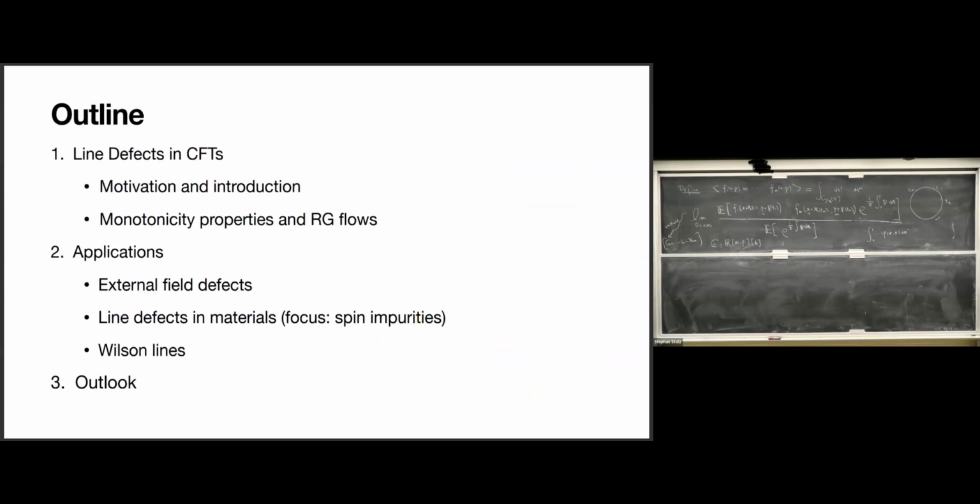So this is the outline of my talk. First, I'm going to give a general introduction into the subject of line defects in conformal field theories. We will discuss the motivation and some monotonicity properties of such systems under renormalization group flows. Then, in the second part of the talk, we will discuss applications, and I will discuss three types of applications: the external field defects, line defects in materials, where the focus will be on models of spin impurities, and Wilson lines. And then we conclude.